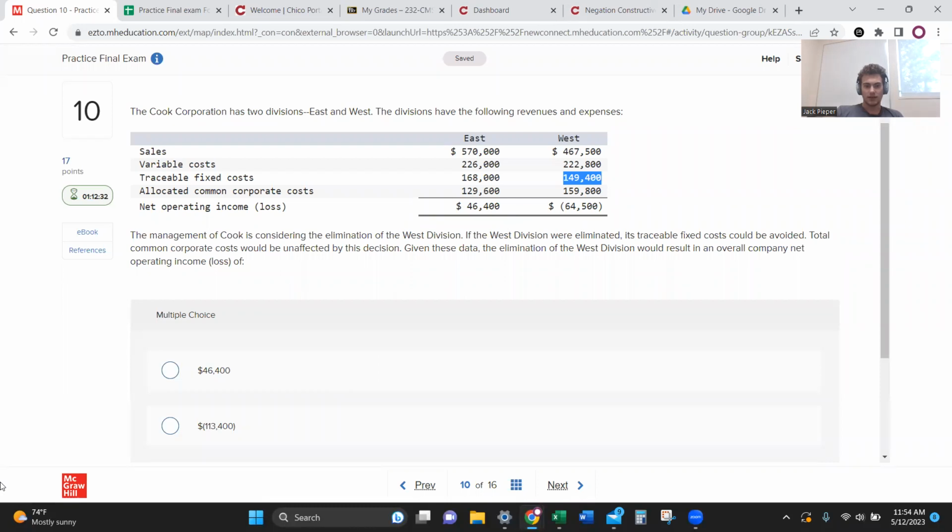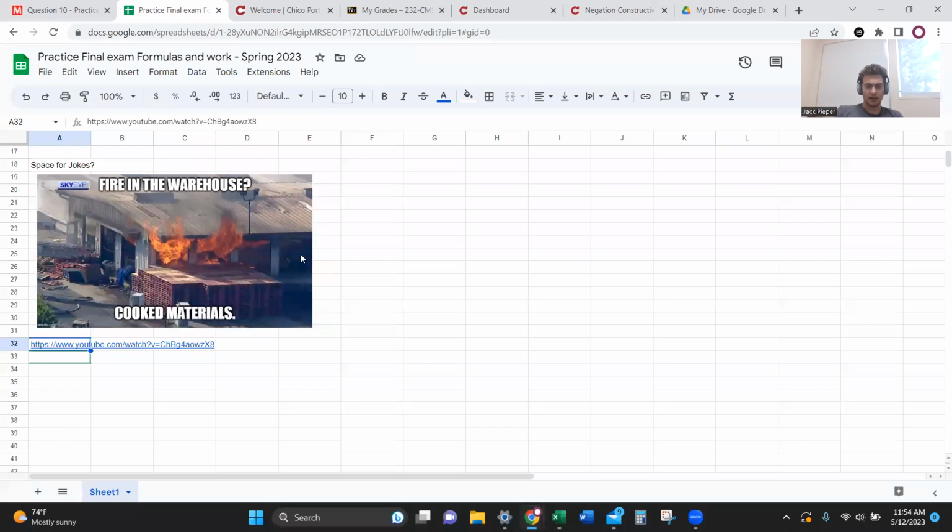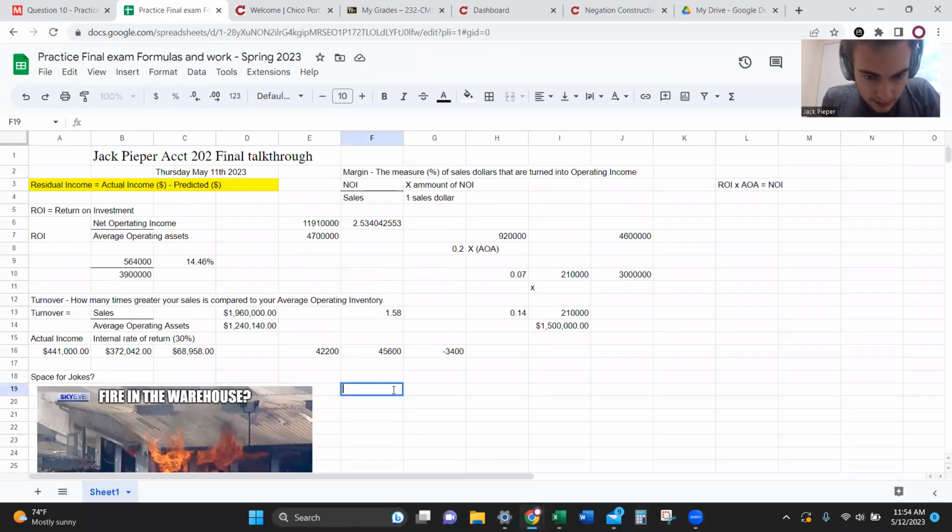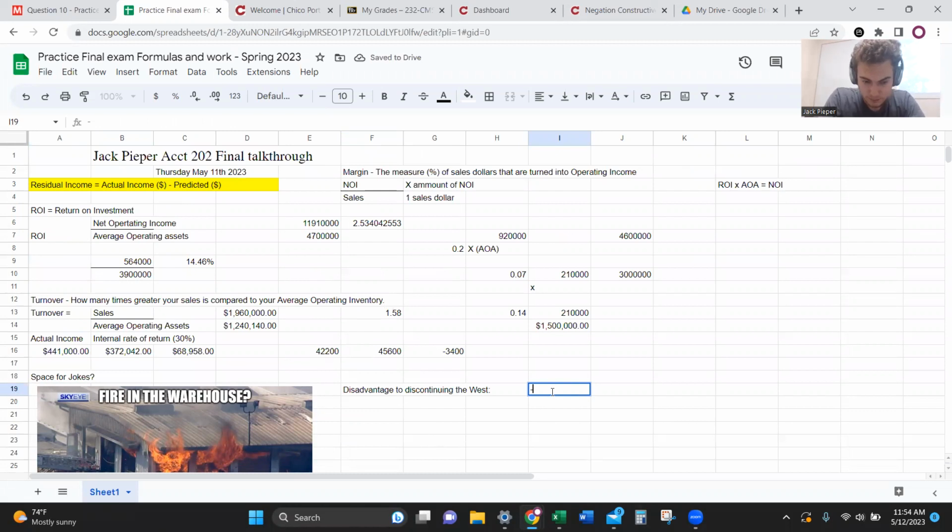So there's two parts to this, right? That's why I didn't find my answer. But you get negative 95,300. So that's our current disadvantage to discontinuing the West. Okay, so this is just the estimated drop in net operating income dollars. But if we look at the problem again, that's not what it's asking for. So if we discontinue the West, we lose $95,300 of net operating income.